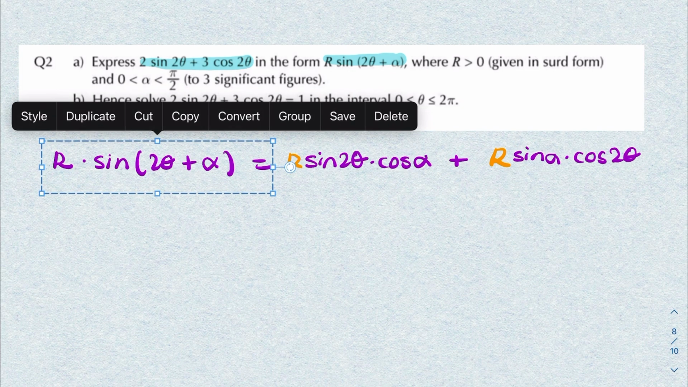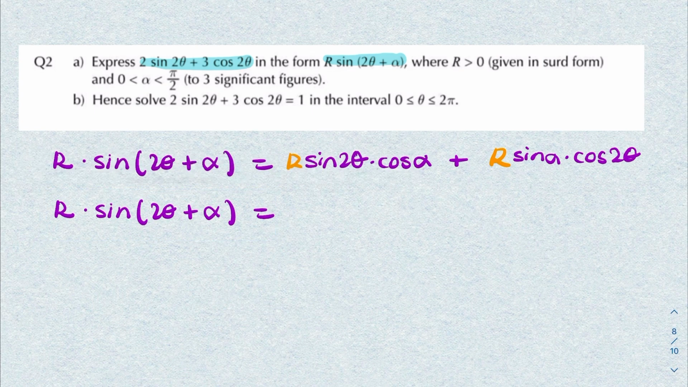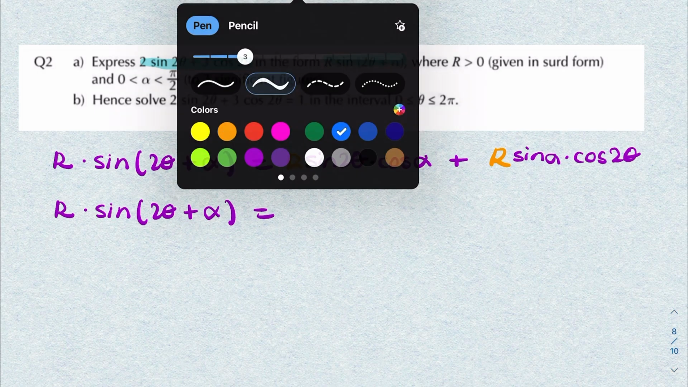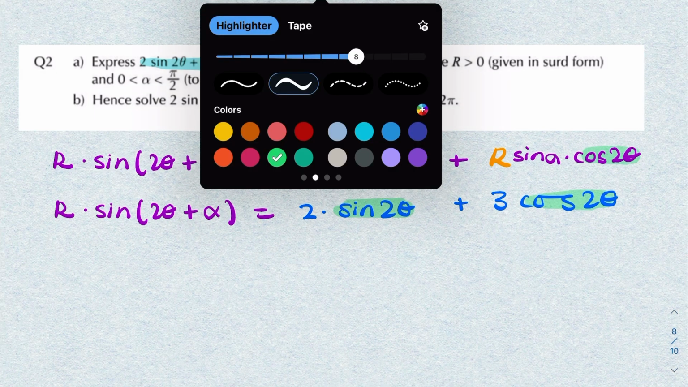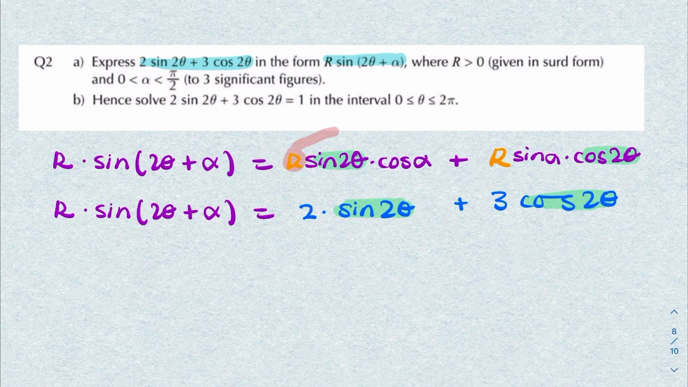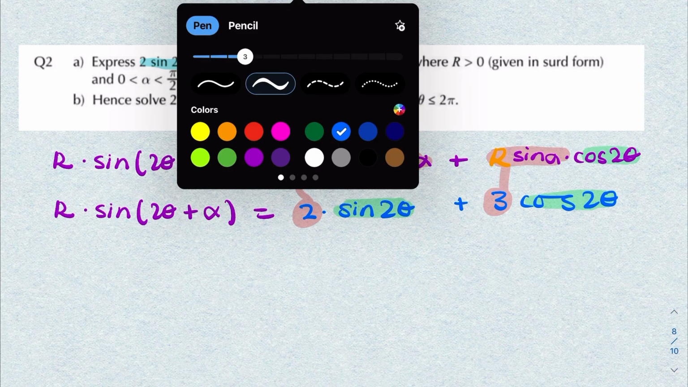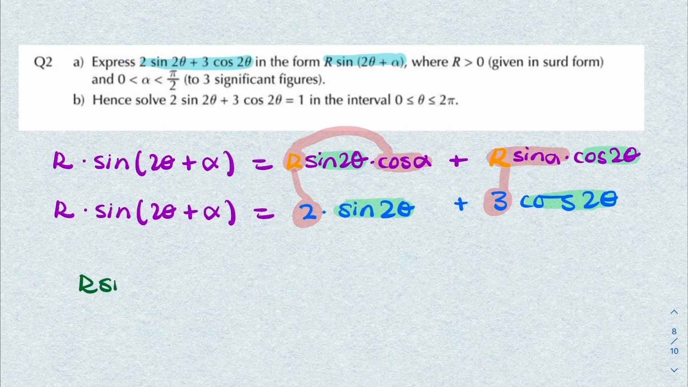So let's write the expression that they've asked us to solve, and that's this. It's 2 times sine 2 theta plus 3 times cosine 2 theta. And if we recognize that this is this, and this cosine is this cosine, then that leaves r times cosine alpha equal to 2, and r times sine alpha equals 3. We can write that as two equations: r sine alpha equals 3, and r cosine alpha equals 2.